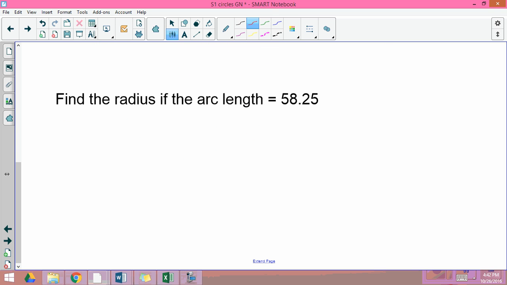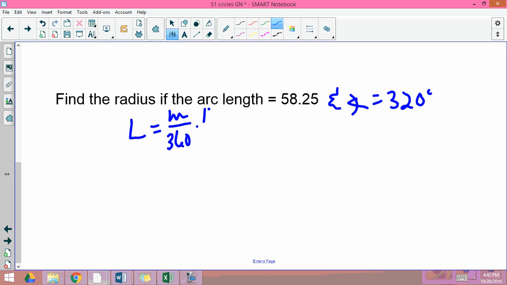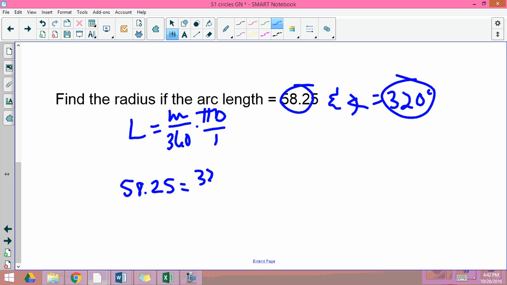This next example is missing some information. So we're going to find the radius if the arc length is 58.25 and the angle is 320. We need that piece. So again, plug in what you know, solve for what you don't. Remember, length is the measure of the angle divided by 360 times pi diameter. So I know arc length and I know my angle measure. So I have 58.25 is equal to 320 over 360 times pi d over 1.